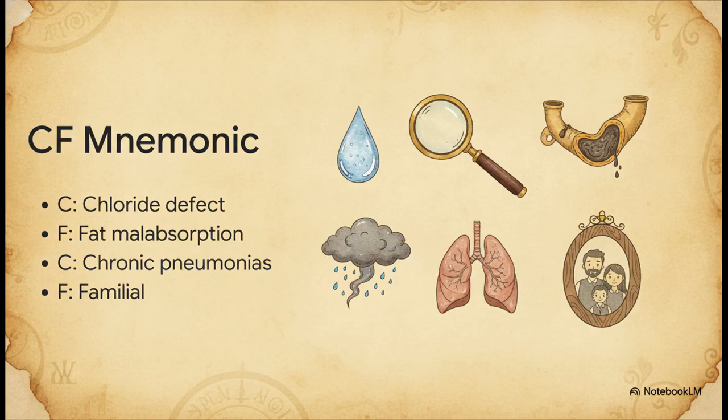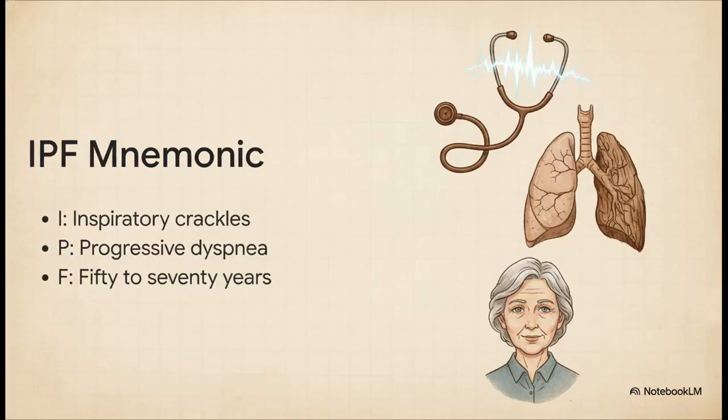Oh, and keep in mind, men with CF are typically infertile because they're missing the vas deferens, and roughly a quarter of adults develop diabetes from all that pancreatic damage. Now let's contrast that with our IPF mnemonic.